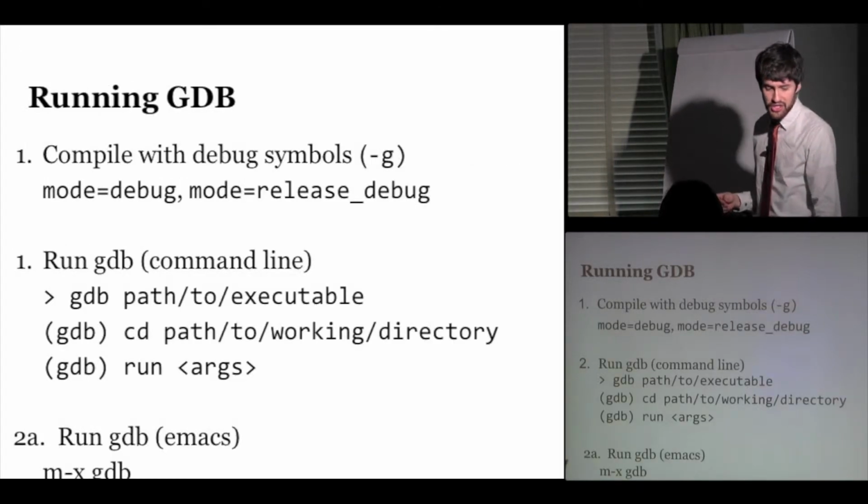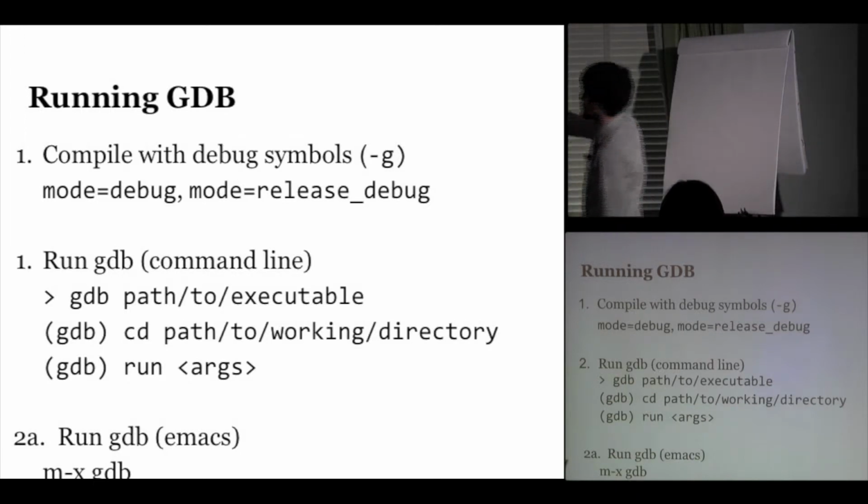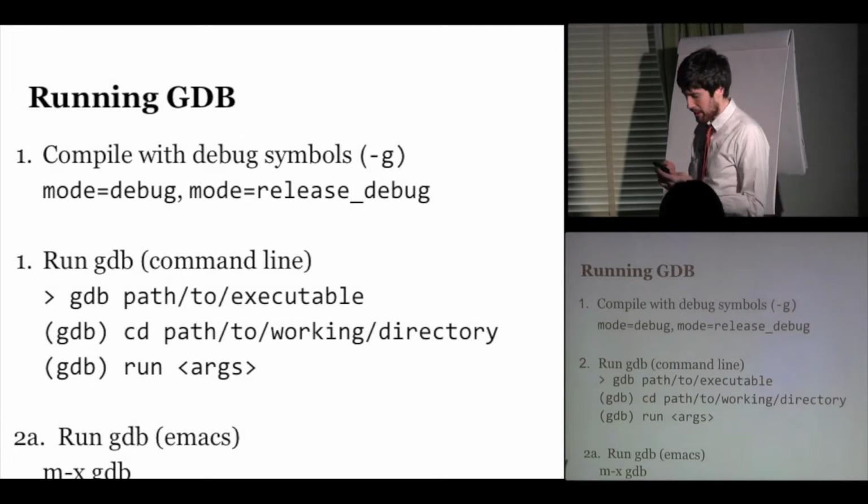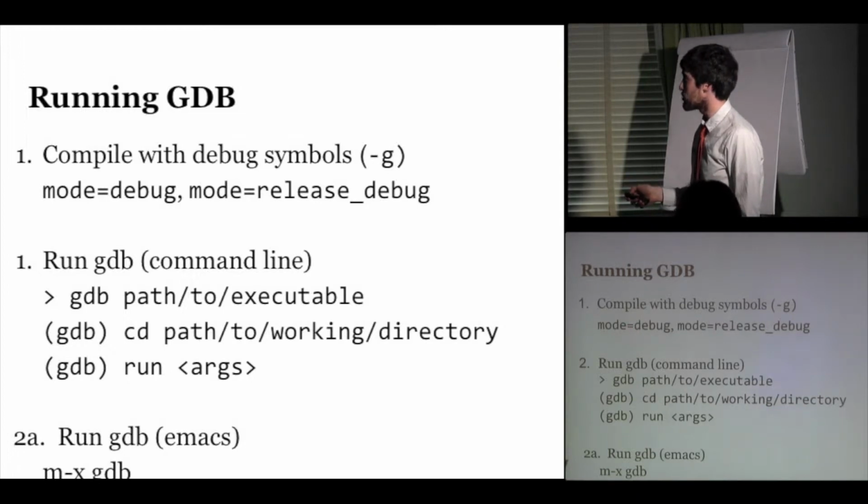Okay, so to run GDB with Rosetta, or with C++ in general, you have to use this -g flag. And to do that, you can compile in debug mode, and this adds debug symbols. It also doesn't do the optimization. So if you do want it to be optimized and have debug symbols, you can use the release debug mode.